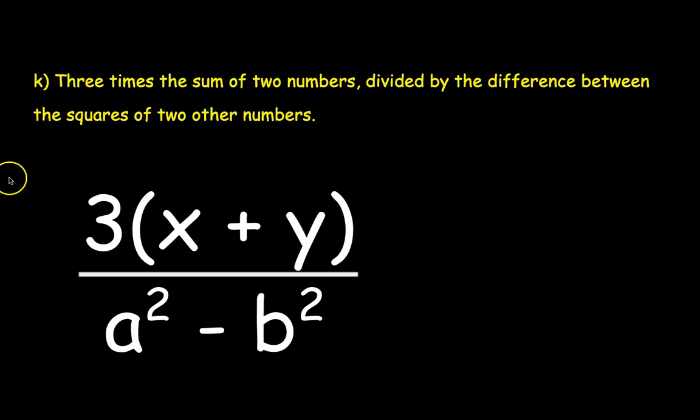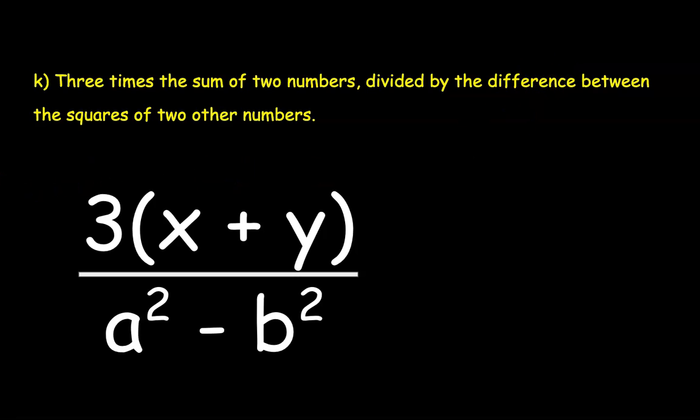Right, three times what? The sum of two numbers. Well, x plus y is two numbers multiplied by 3 and divided by, there's my big divided thing there, the sum of the squares of two other numbers. Oh, sorry, the difference between the squares. Difference between the squares of two other numbers.